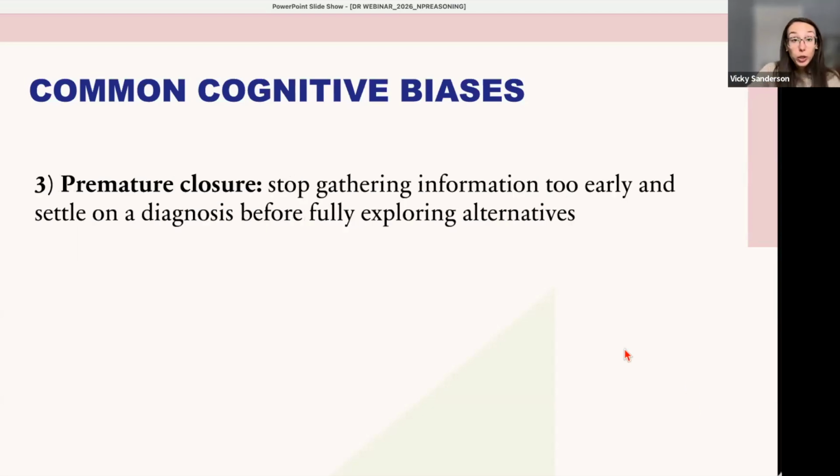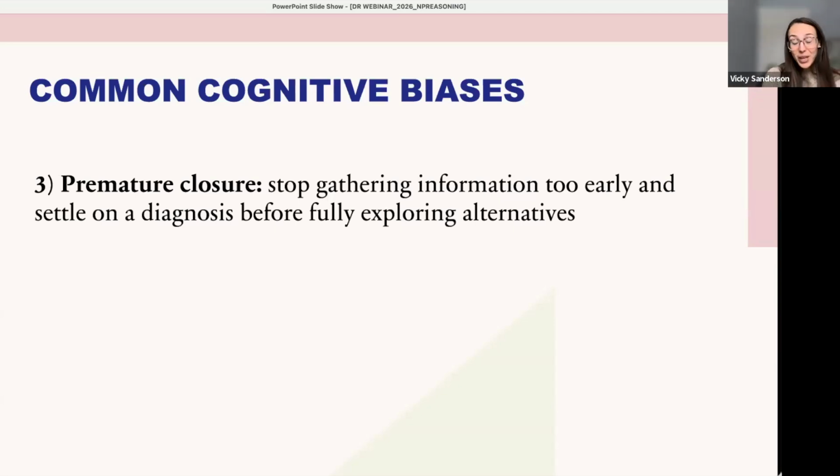Third, we have premature closure, which is when our brains stop gathering information too quickly and we settle on a diagnosis early before exploring alternatives. So, quick example from my own personal experience. I was seeing a gentleman with an itchy, irritative rash on his torso, and he had a long-standing history of eczema. So I said, "Hey, this is probably eczema. Let's just slap some steroids on that rash, right?"